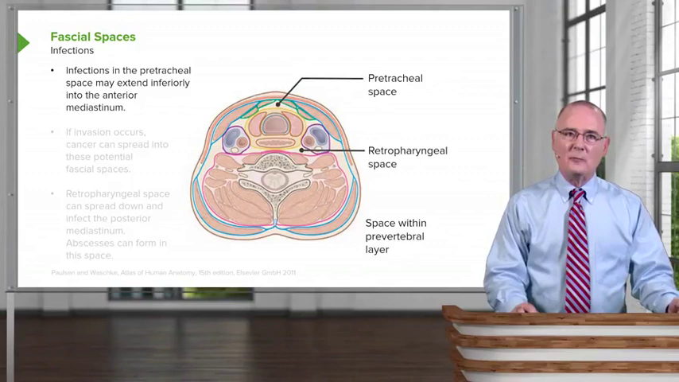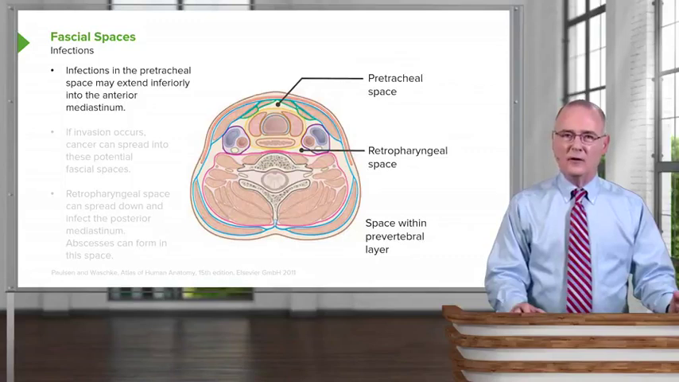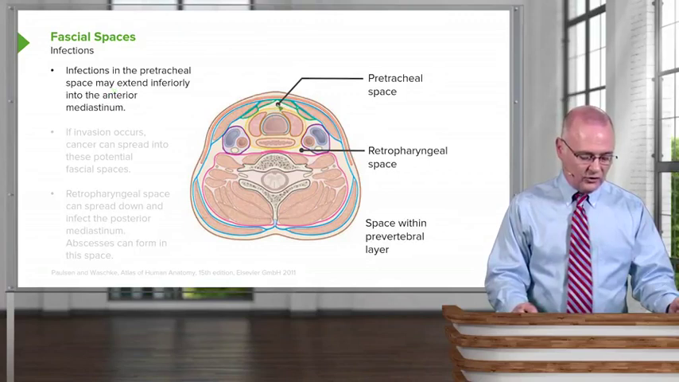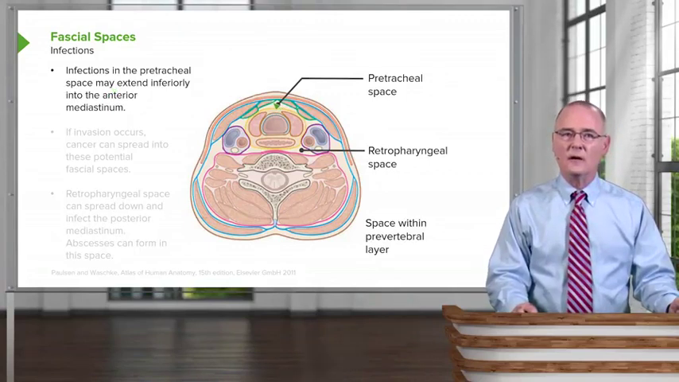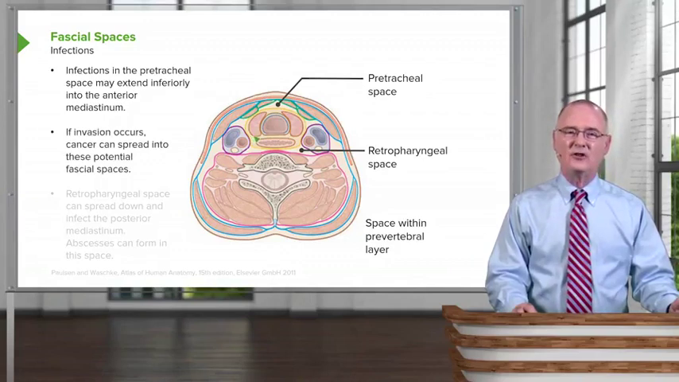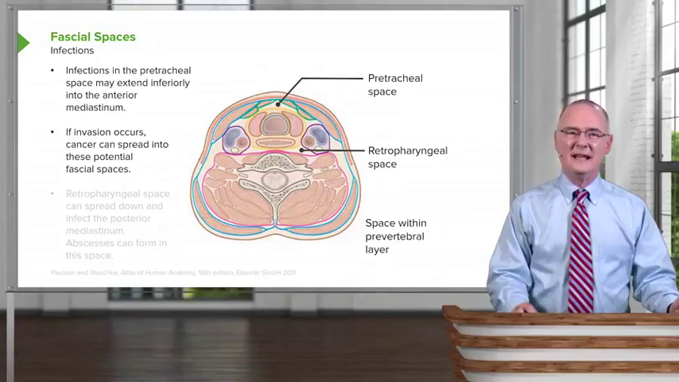Why are these fascial spaces important? Well, one area of clinical correlation or relevance here is that of infections, and we'll use the pretracheal space right in through here. If there's an infection in this area, it may extend inferiorly and reach the anterior mediastinum. A second clinical consideration is if invasion occurs, that is, invasion of a cancer, the cancer can spread into any one of these three potential fascial spaces.